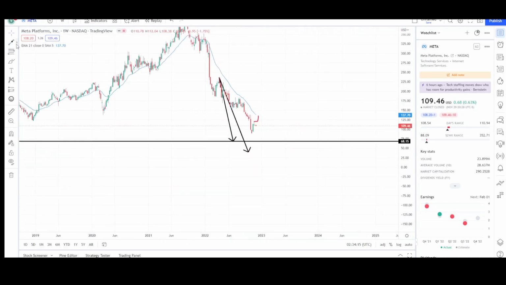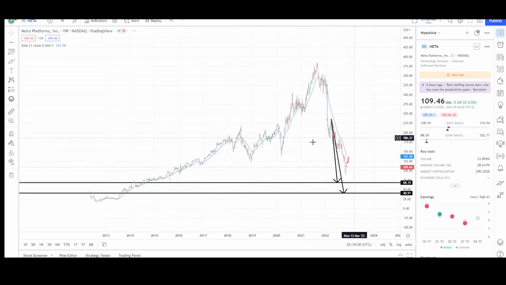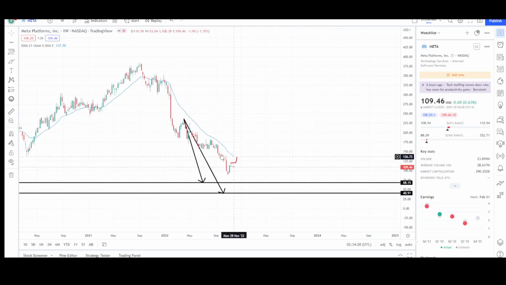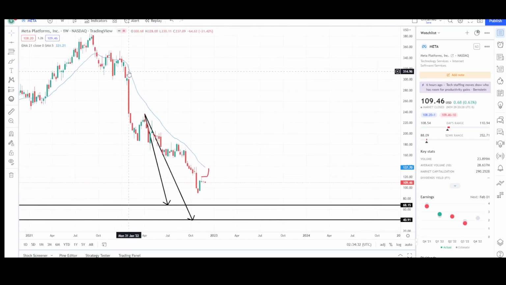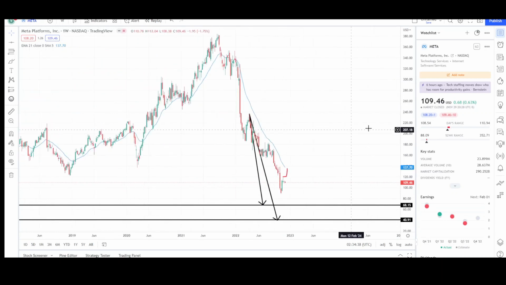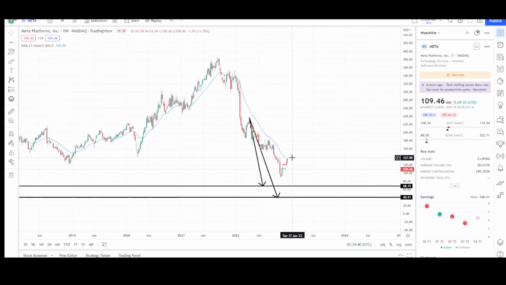Me personally, I probably would not be purchasing this company unless I see these two long-term measured moves hit, and probably leaning towards that $40 target. I think we can get there. The stock is looking pretty bearish. You can see we have not even touched this EMA since the beginning of this year, so that's a very bearish chart in my view, but things can change.